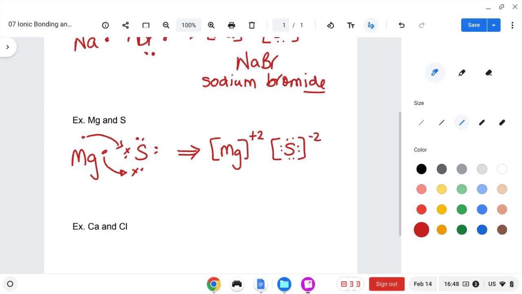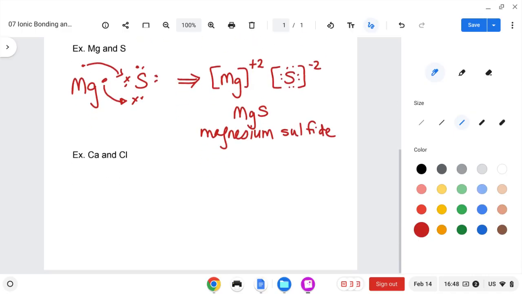I have 1 magnesium and 1 sulfur. So my chemical formula is MgS, and I call this magnesium sulfide. So it's always the full name of the metal. And then remember, we changed the suffix on the nonmetal. So it was sulfur. We change it to sulfide.